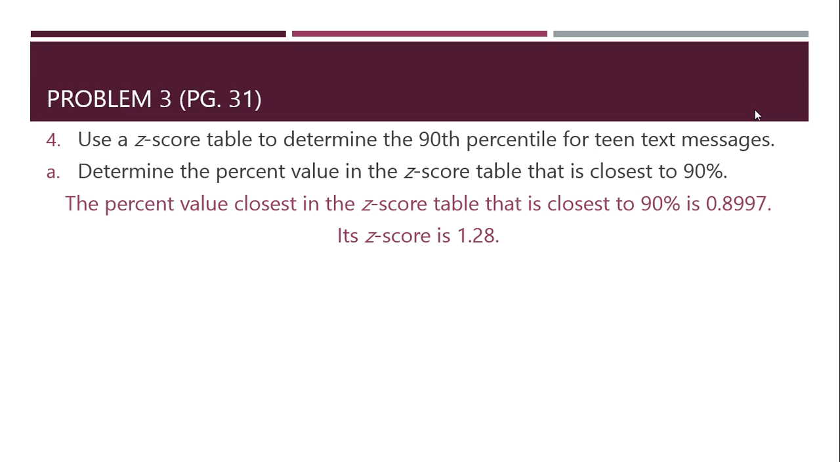So now I'm going to take this a step further, and I've got another question for you. Now that I know that the z-score is 1.28, I know what the mean is, I know what the standard deviation is. See if you can work backwards from what we did in the last lesson to find out how many text messages were sent. Hit pause, try it out, and then hit play when you're ready to check your work.